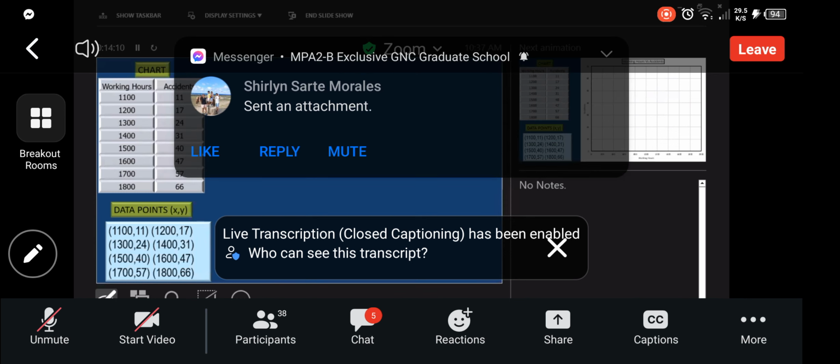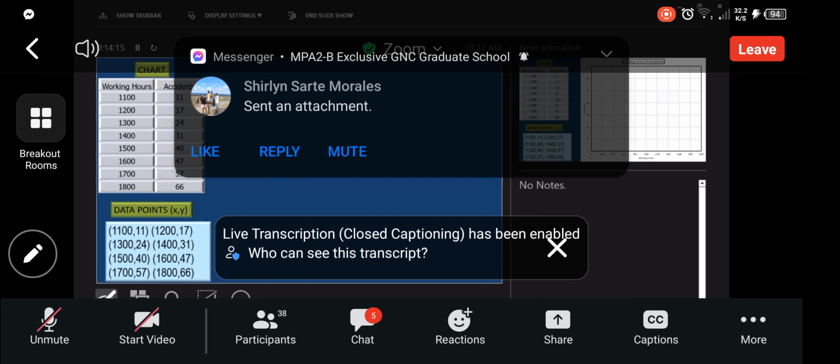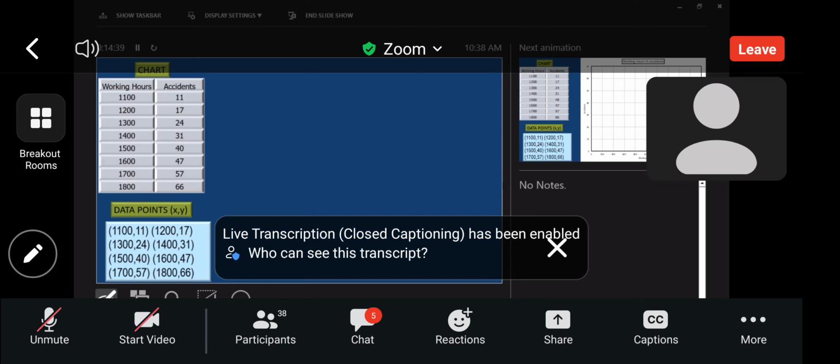The independent variable is the working hours. So it depends on this: the longer they work, the more it causes accidents, etc. Is that right? Yes po, that's the relationship we will check between the two. Okay, let's plot it on the X and Y axis.